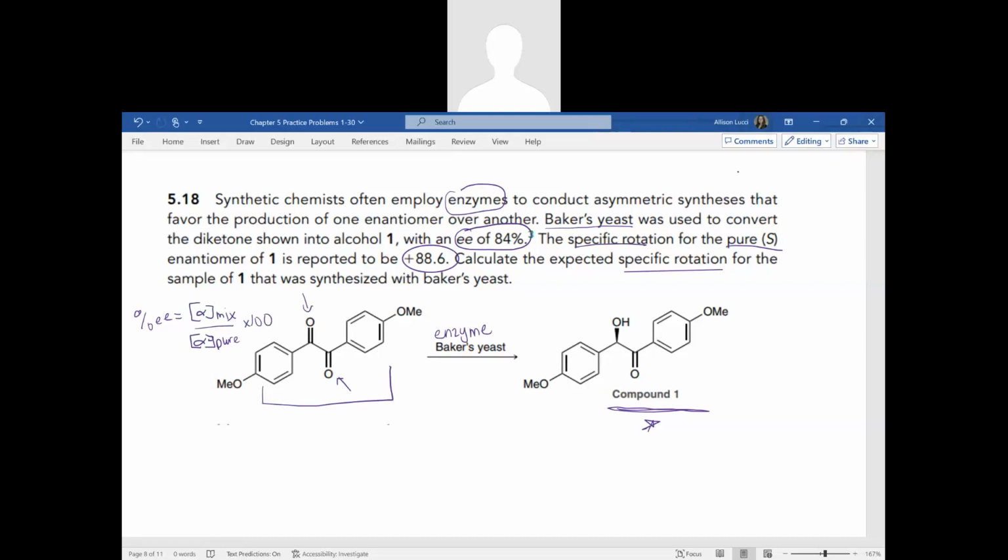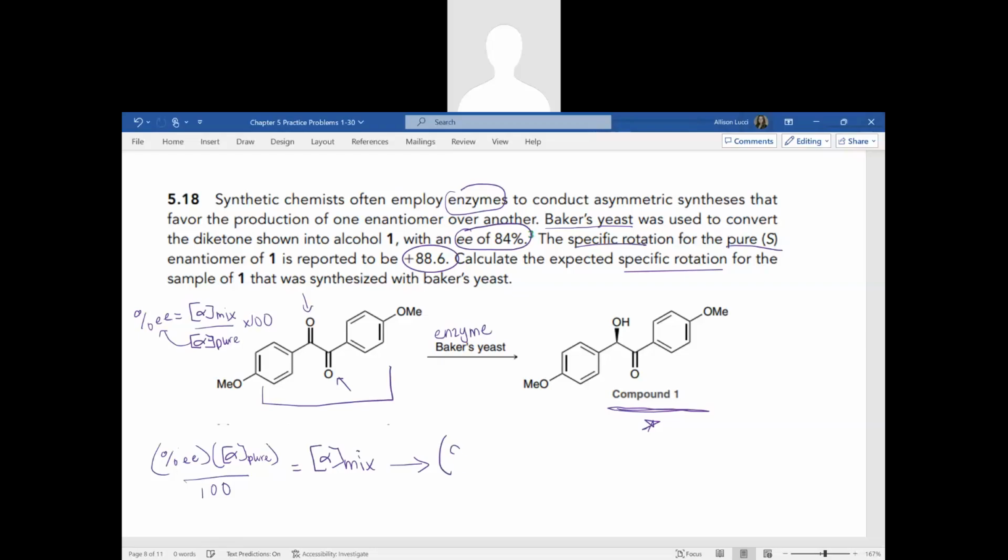So if we were to rearrange this, we can multiply both sides by the alpha of the pure and then divide by 100. So it would look something like this rearranged. The percent enantiomeric excess times our alpha pure divided by 100% would give us the alpha of our mixture, and the magnitude of our specific rotation for compound 1 could then be calculated by plugging in these values. So let's see what that would be.